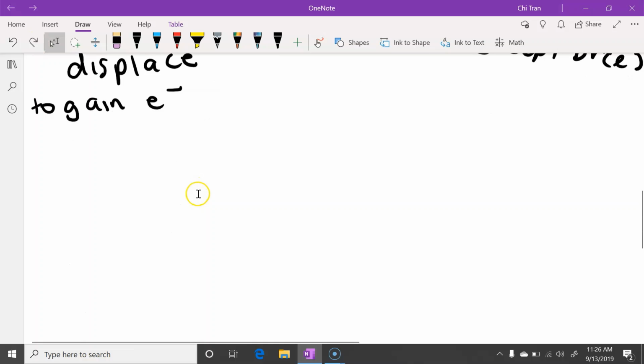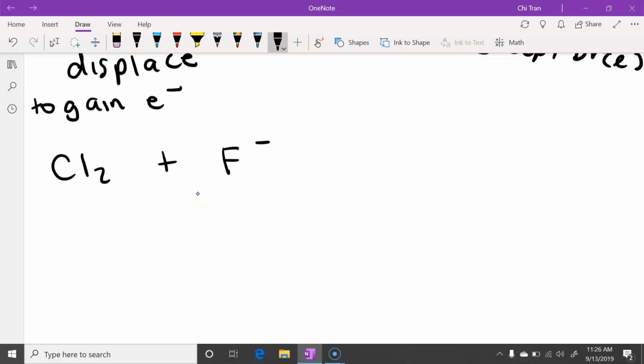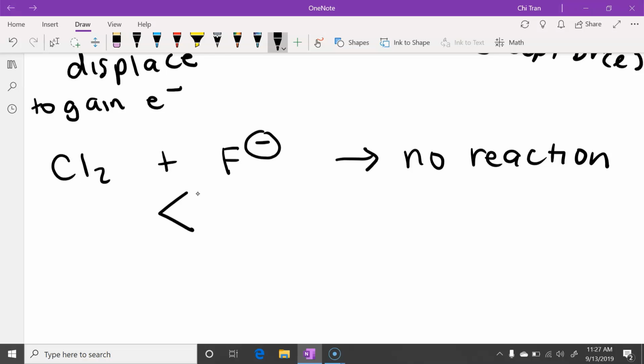If we were to have another example where we have the opposite, so we have Cl2 plus F negative. So fluorine is more reactive than chlorine, as we already indicated, but here fluorine is already in possession of the electron, so it's already achieved its desired outcome, so therefore no reaction will occur.